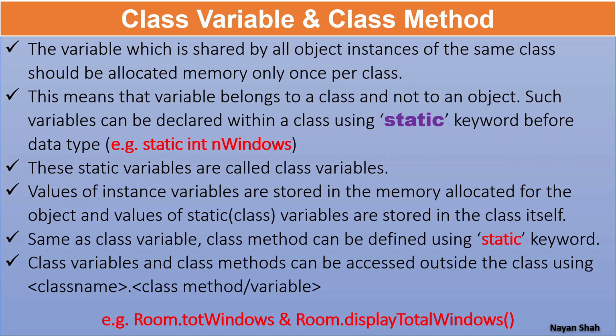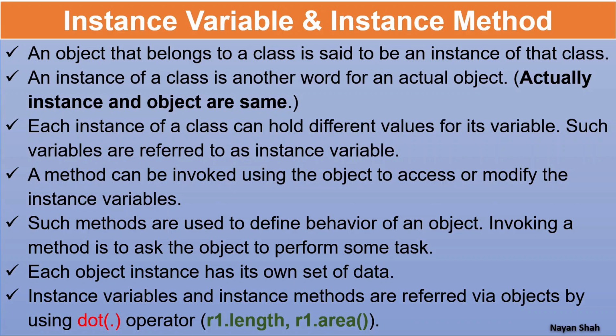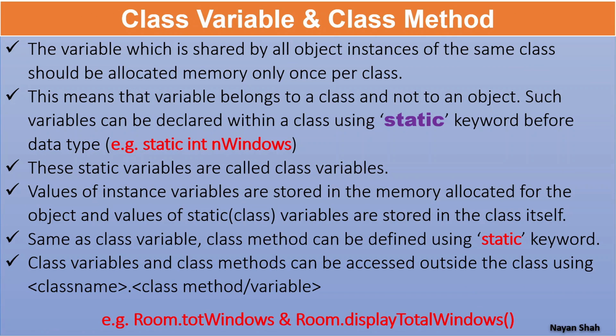Values of instance variables are stored in the memory allocated for the object. Remember this sentence also, try to understand it. It says values of instance variables. Instance variables means all these variables, length, width, height, and windows, all these are instance variables. So values of those variables are stored in the memory at a proper memory place which is allocated to that object, and values of static variables, that is class variables, are stored in the class itself. They are not copied into the object.